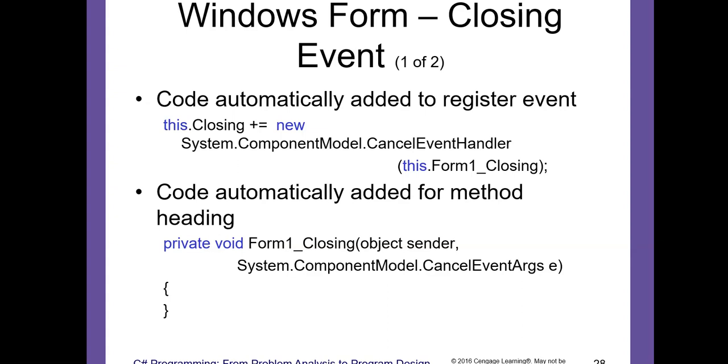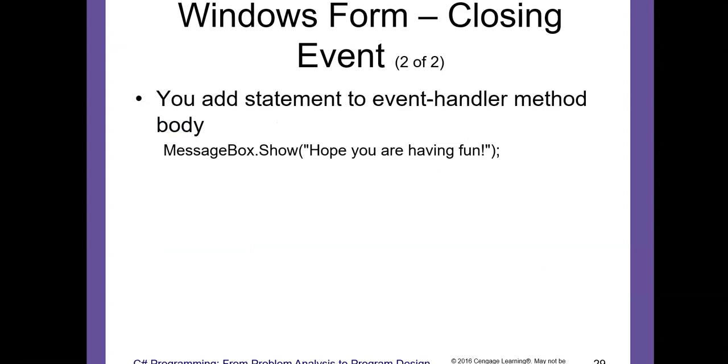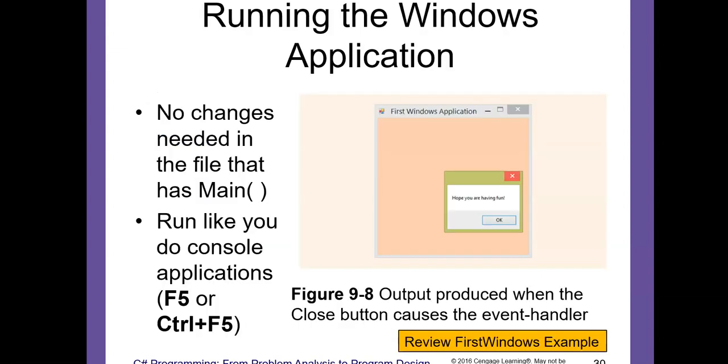So the event could be adjusted by you. However, we don't need to do that. It is automatically added to the register event, and we double click on the buttons or double click in the text box to create the code that we want. Okay. So for running the Windows application, no change is needed to the file as it has a main, just run it as a console.